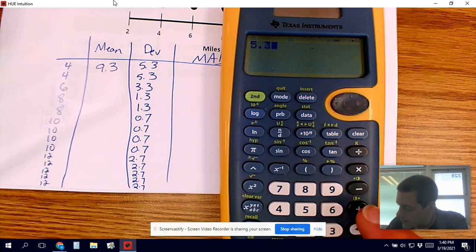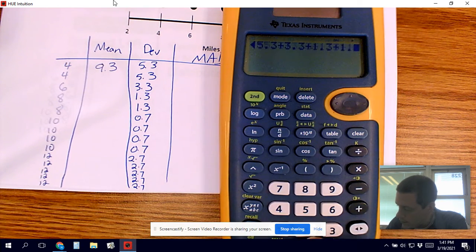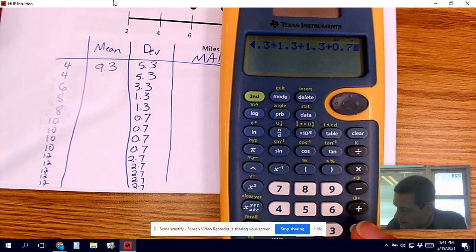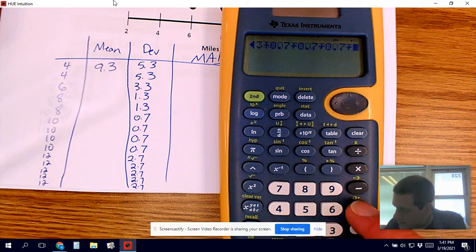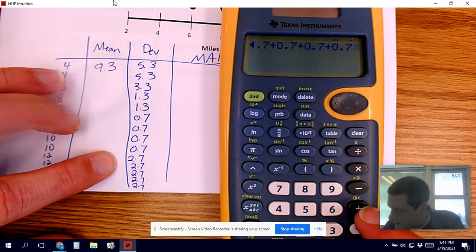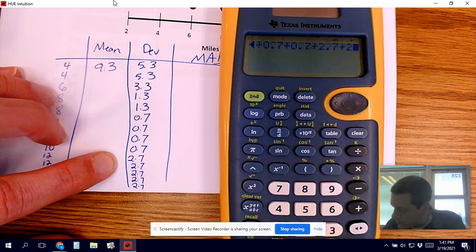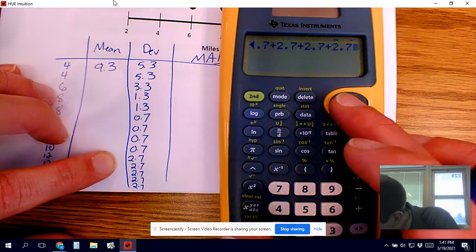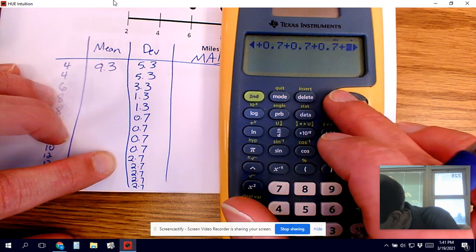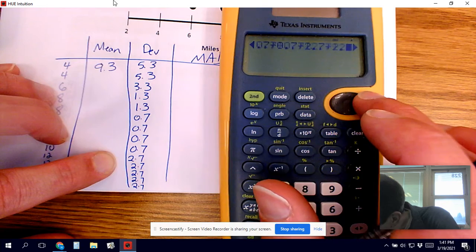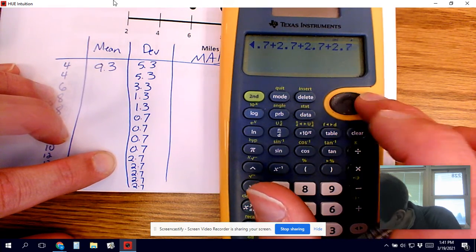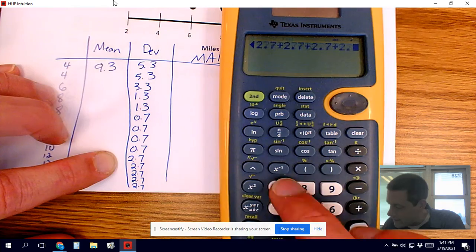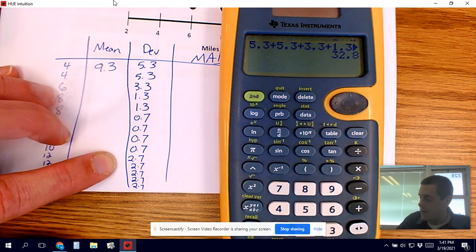So 5.3 plus 5.3 plus 3.3 plus 1.3 plus 1.3 plus 0.7 plus 0.7 plus 0.7 plus 0.7, and now the 2.7s: plus 2.7 plus 2.7 plus 2.7 plus 2.7. I lost count of how many I have. What do I have? 1, 2, 3, 4. I need 5 2.7s. And there we have a sum of 32.8.